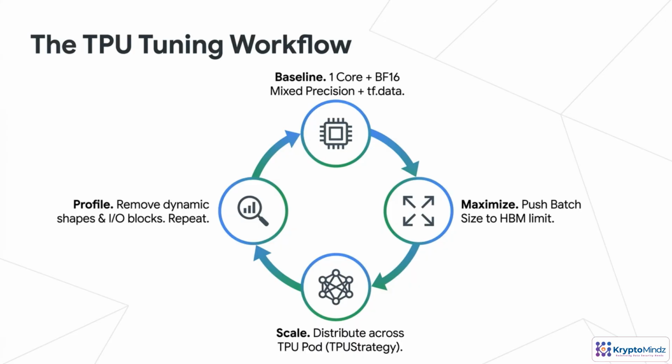Tuning TPUs is an iterative loop. Begin by getting a clean baseline. Run on a single core, use BF16 mixed precision, and a solid tf.data input pipeline. Next, maximize the batch size until you're close to the HBM memory limit. That's where TPUs are happiest. Then profile. Look for dynamic shapes, Python control flow, or slow input I/O and remove them. Finally, once a single core is efficient, scale out with TPU strategies across multiple cores or a full pod and repeat the process.